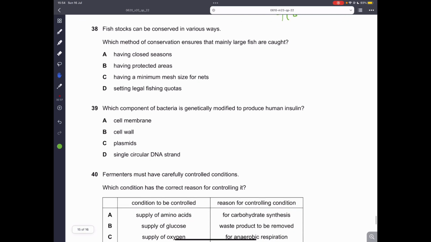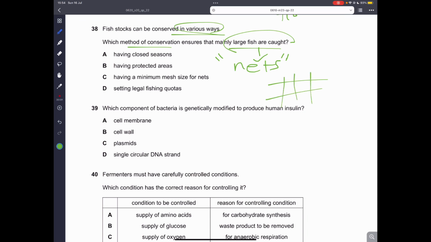38. Fish stocks can be conserved in various ways. Which method of conservation ensures that mainly large fish are caught? Okay, this is basically nets. You have to use appropriate nets for catching various fish. If you have a net that is very small, it's going to catch all types of fish. If you have a net that is very large, it's going to catch the large fish, but not the small fish or aquatic organisms like turtles. So you have to have a minimum mesh size for nets.